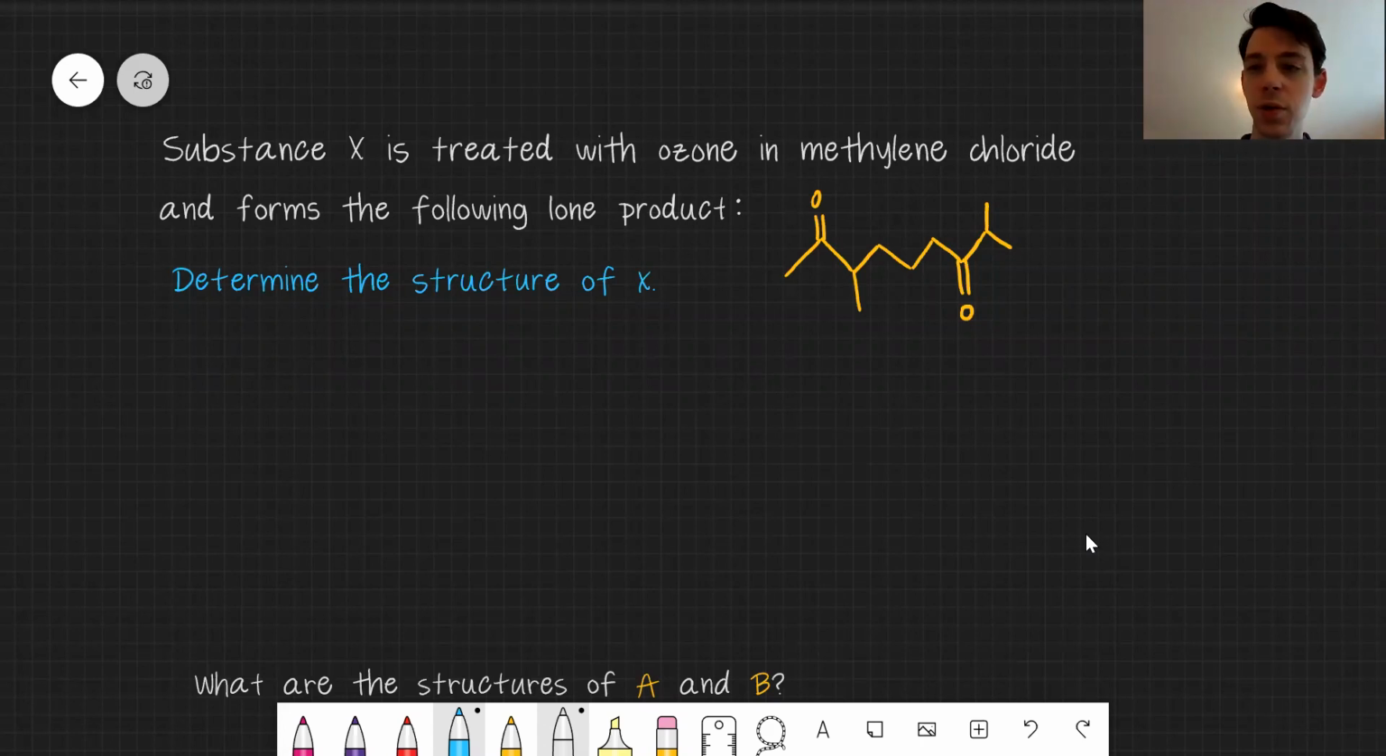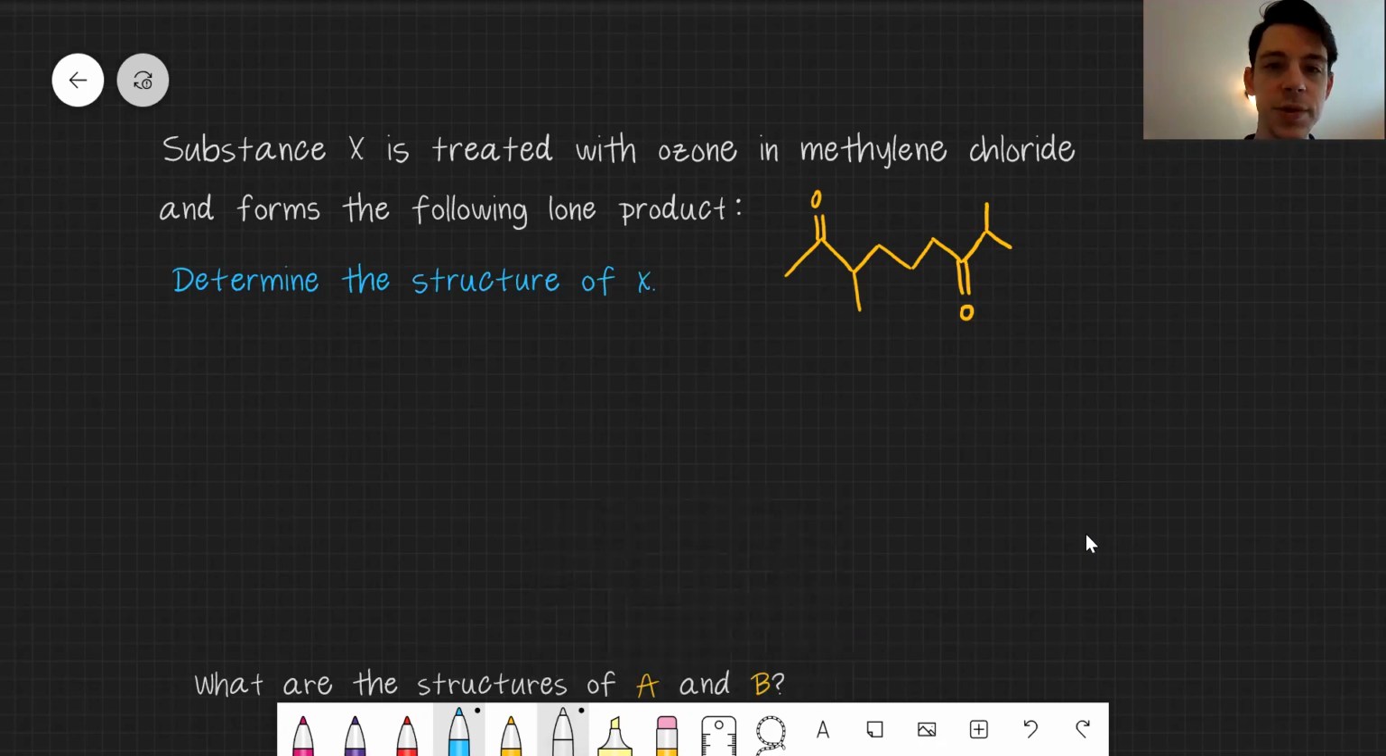Okay, so we're going to look at two problems today. These both require sort of backward thinking. We're given products and we're asked to find the reactants that would have formed those products. This is a kind of mechanism called structure elucidation, where we're figuring out the original structure by looking at the products it forms.